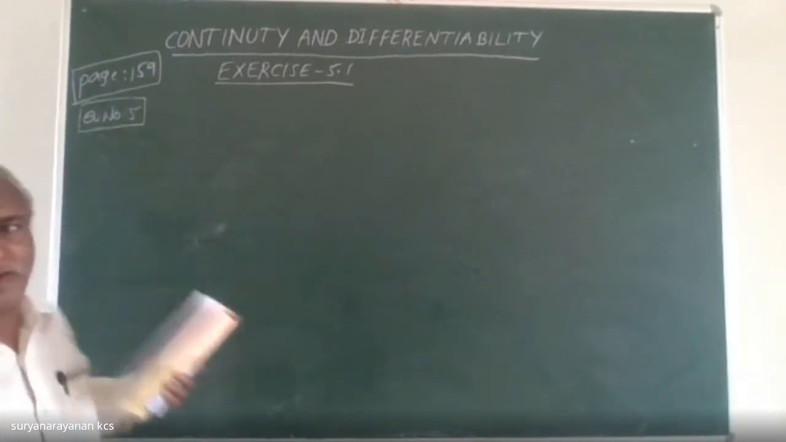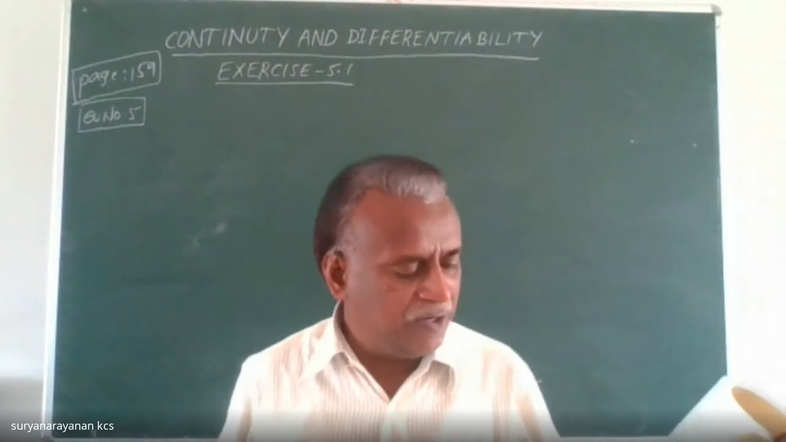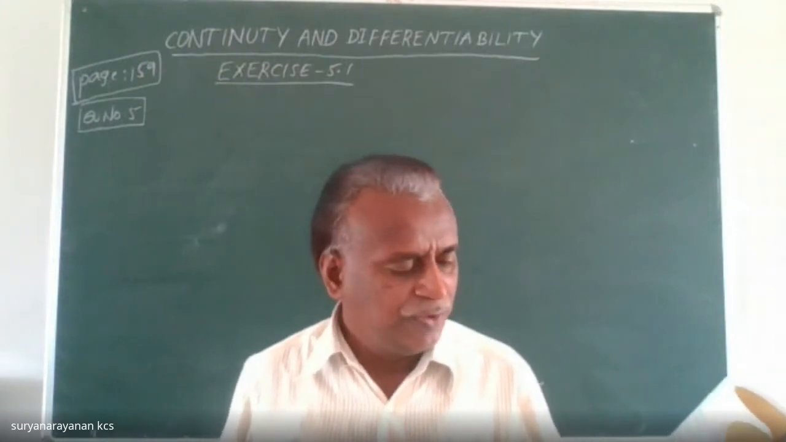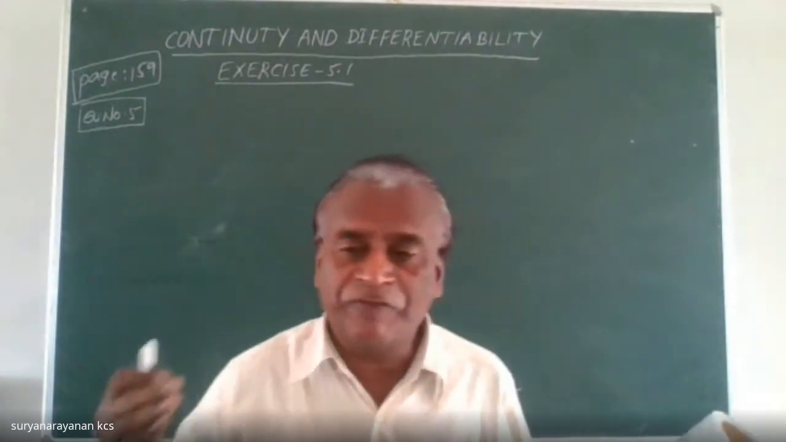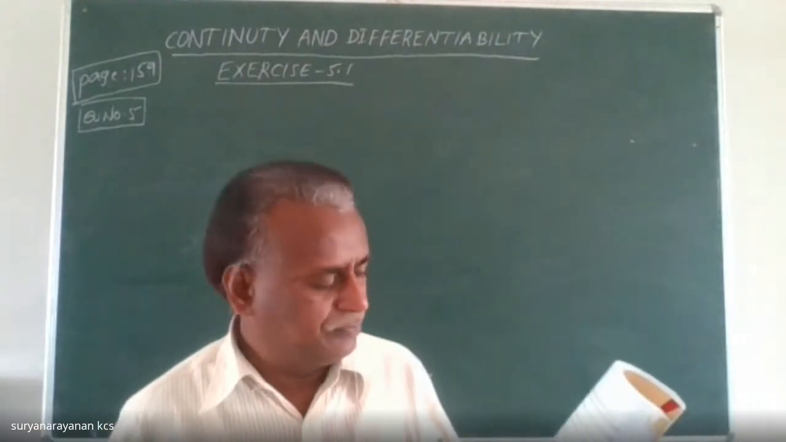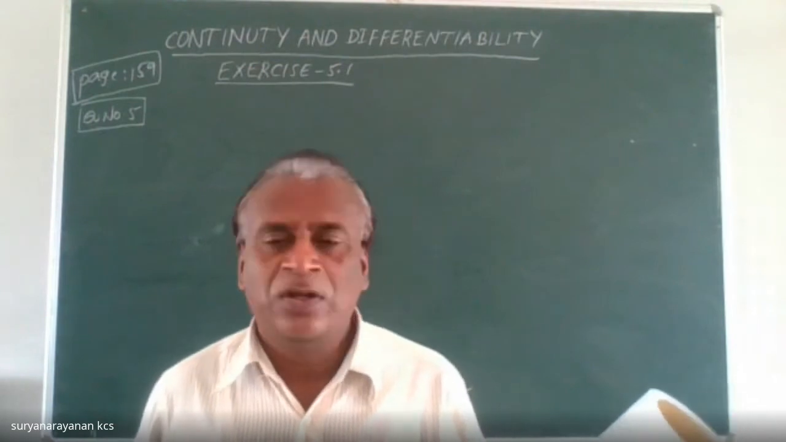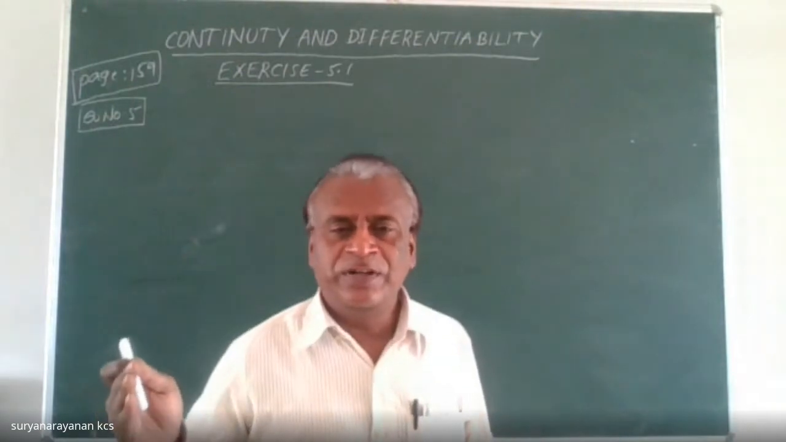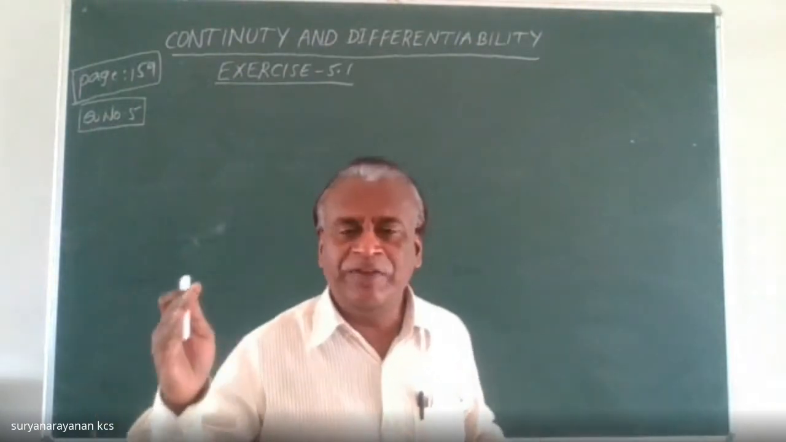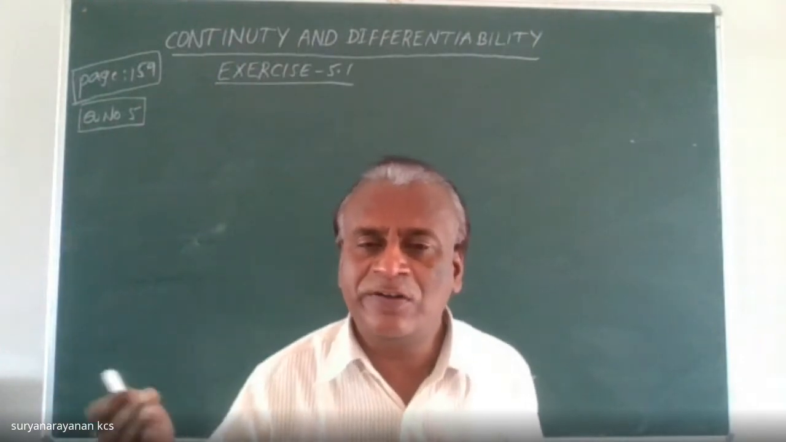Will you try the question number 4 by yourself? Okay, sir. Please try it. Now come to the question number 5. Is the function f defined by f of x is equal to x if x is less than or equal to 1, f of x is equal to 5 if x is greater than 1, continuous at x is equal to 0, at x is equal to 1, at x is equal to 2? In three different points, we had to check whether the given function is continuous or not.